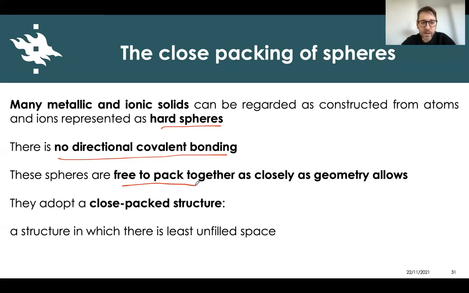When we arrange these atoms or ions, represented by hard spheres, they pack together as closely as possible, generating a close-packed structure, which means a structure in which we have the least unfilled space, or that makes the packing as efficient as possible.